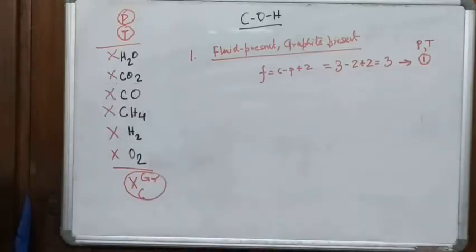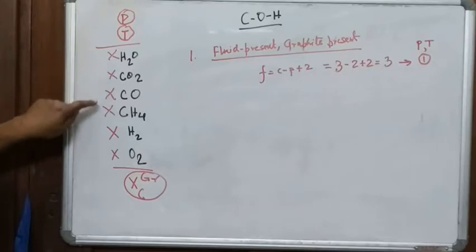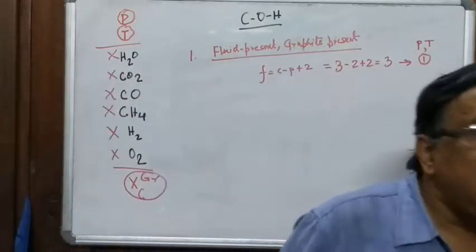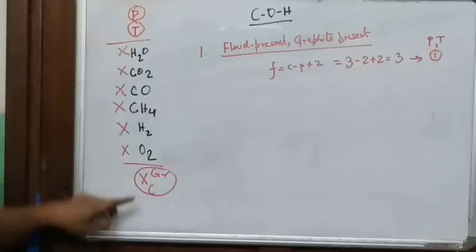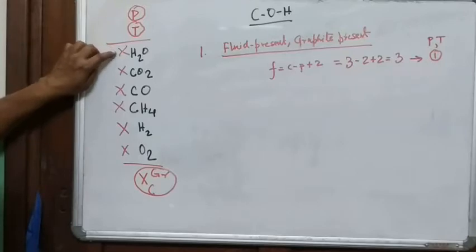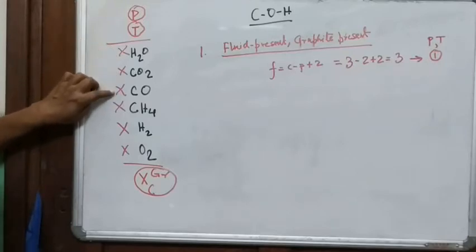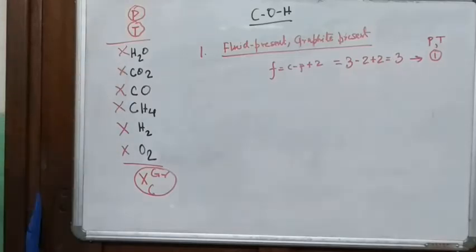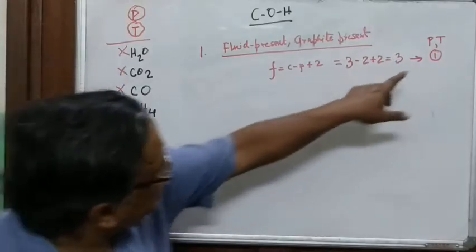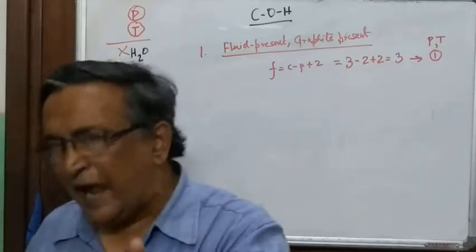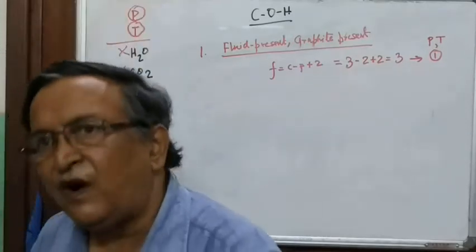And how many variables do you have? 1, 2, 3, 4, 5, 6 variables. Temperature and activity of graphite are known by definition. So you have XH2O, XCO2, XCO, XCH4, XH2, XO2. There are 6 variables left to be found out. And the Gibbs phase rule says only one would do. If you put in one value, I will give you the rest, 5.